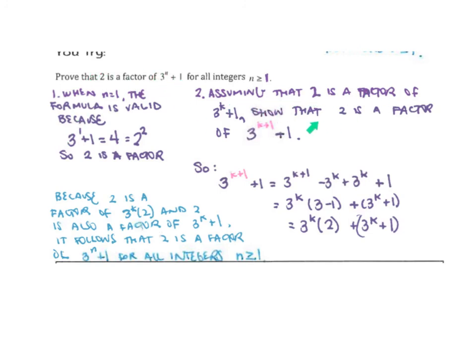So we assume that 2 is a factor of 3^k plus 1. Show that 2 is a factor of 3^(k+1) plus 1. So you do the same exact thing you did before. You're going to subtract 3^k, add 3^k. When you factor out the 3^k, you get 3^k times (3 minus 1), plus this 3^k plus 1 at the end. And you notice 3 minus 1 is 2. So because 2 is a factor of 3^k times 2, and 2 is also a factor of this 3^k plus 1, then it follows that 2 is a factor of 3^n plus 1 for all integers n greater than or equal to 1.